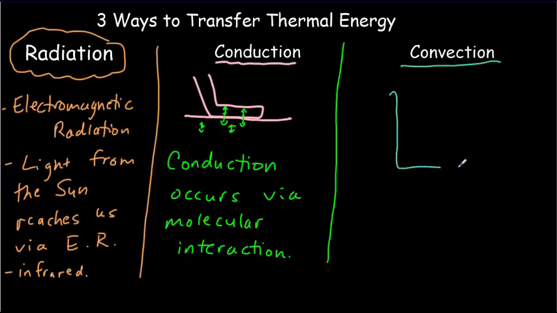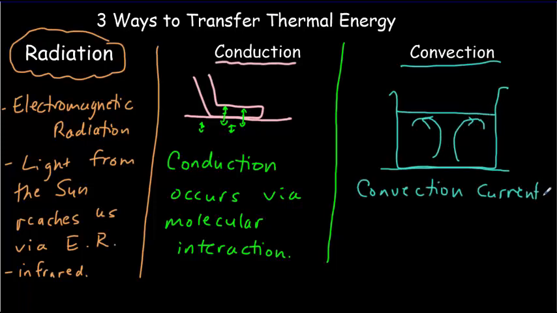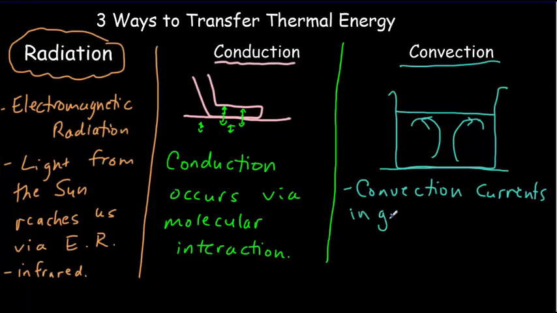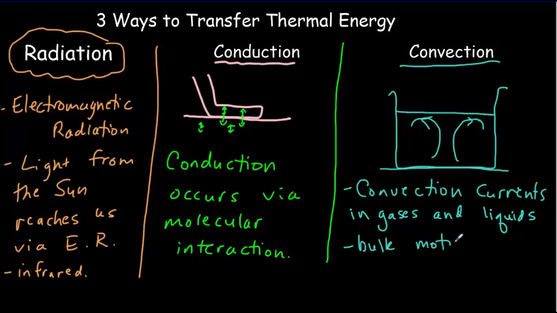An example of convection is when you put a pot of water on a burner. What happens is that the molecules at the bottom get hot. And that causes the liquid to expand. So we have lower density at the bottom of the pot. And of course, a liquid with lower density will rise to the top, and we'll get what's called convection currents. And they can occur in gases and liquids. So it's really all about the bulk motion of particles.